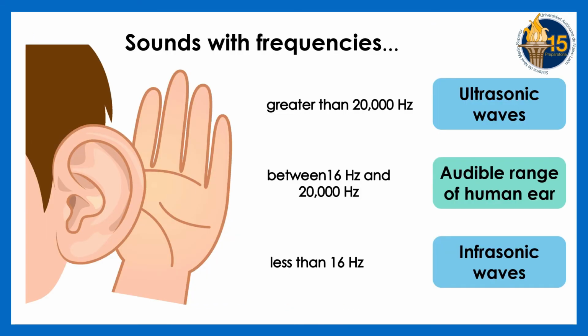The human being can hear between 16 Hz and 20,000 Hz. This is called the audible range of the human ear. Waves above 20,000 Hz are known as ultrasonic waves. Waves that are less than 16 Hz are what we call infrasonic waves.